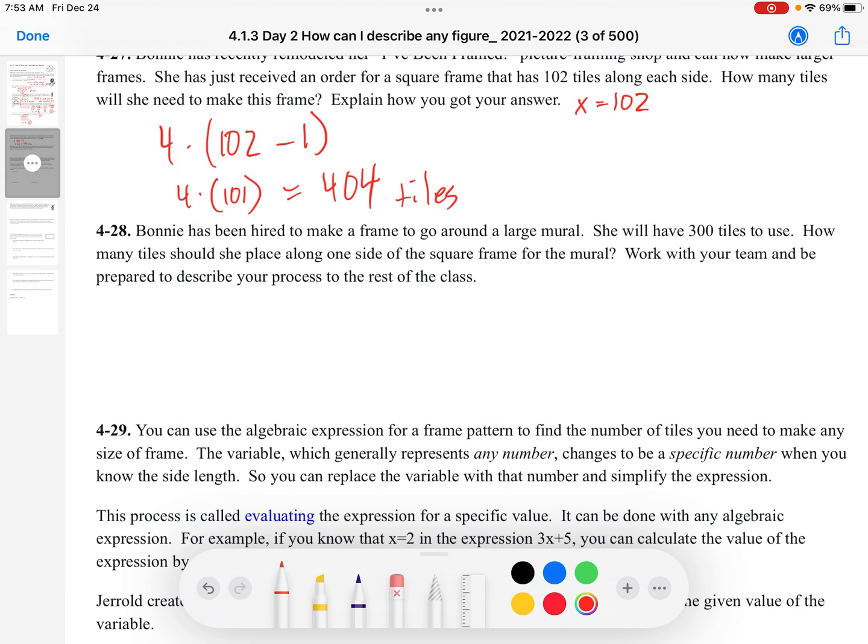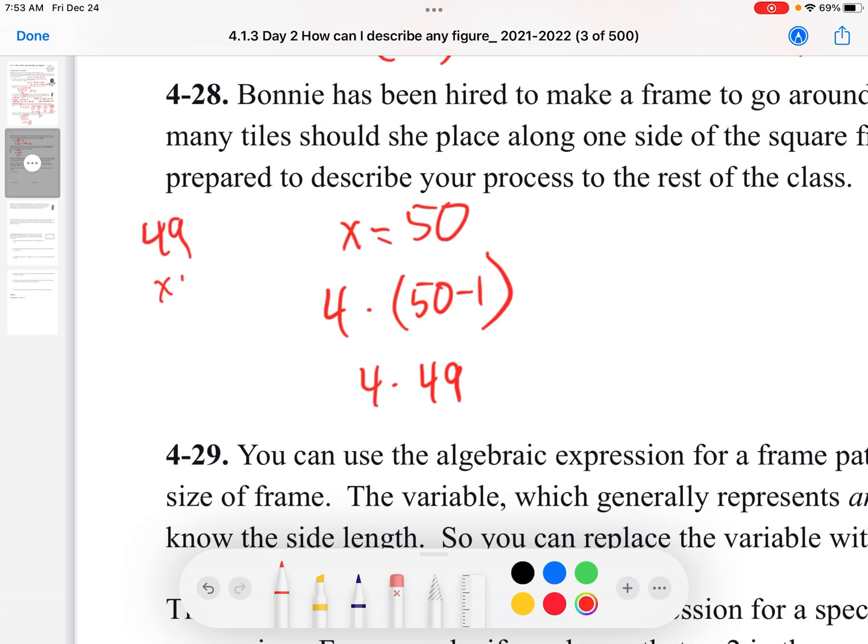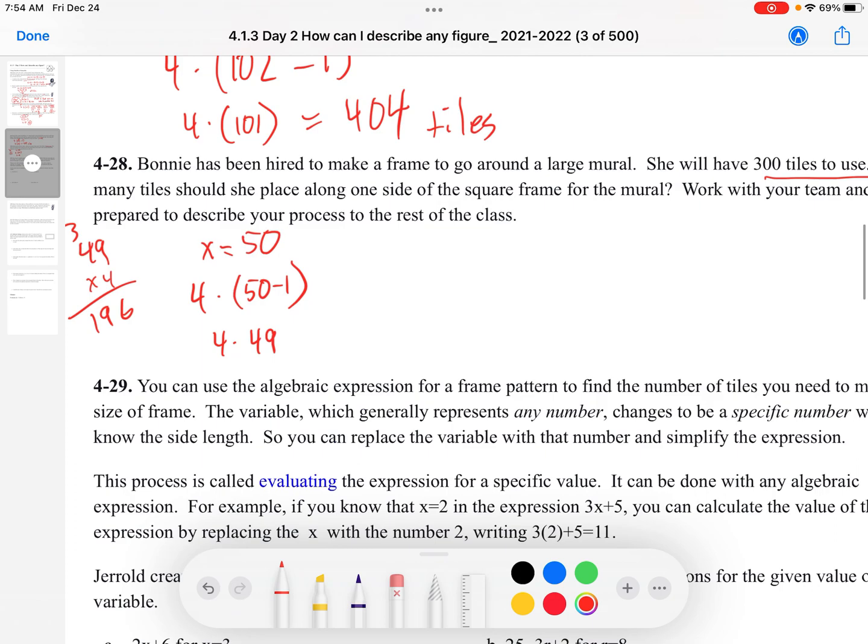So we need 300 tiles. We know that 102 is too big. So we could try 50 on the side. Let's see what we get with that one. 4 times (50 minus 1), 4 times 49. That's not a nice number, is it? 196. Well, that's not very helpful. That's way off, isn't it? So we need something bigger than that.